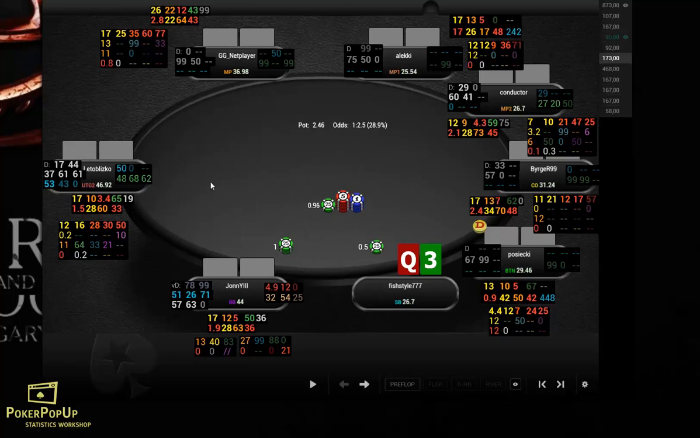That is, our opponent open raises pre-flop, we call. He c-bets flop, we check call. Turn goes check check. And here we can see how our opponent will fold on the river if we bet.